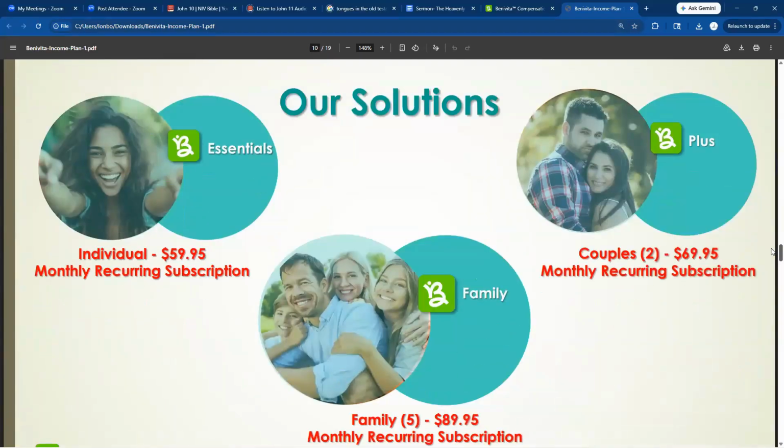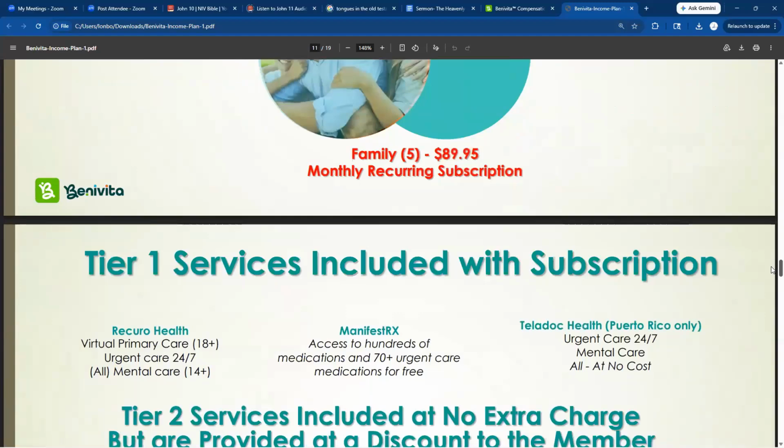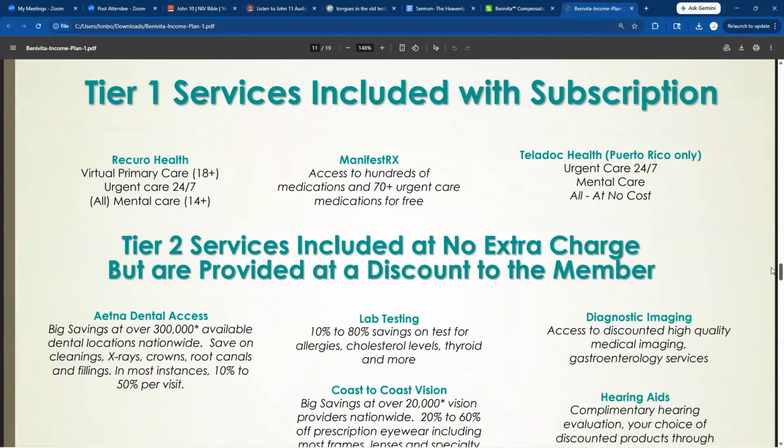So our solutions right here, we got the individual subscription, which is now $69.95. The plus one is $79.95, and the family is $89.95. These are the tier services. I just signed up as a customer and I just got this plethora of services and information. It's so much that you get. Once you guys get the app yourself, you guys will see.